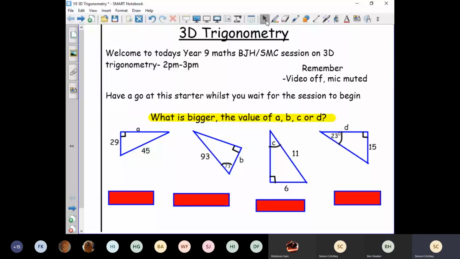Right, I haven't got any answers yet. Your task that you're doing at the moment is trying to work out which one's bigger, A, B, C, or D. Isabel has just come in and said D. Okay. Let's see if anyone agrees. Just give everyone another 30 seconds or so. And then we'll quickly work through them and then get on to the main bit today, which is the 3D trig.